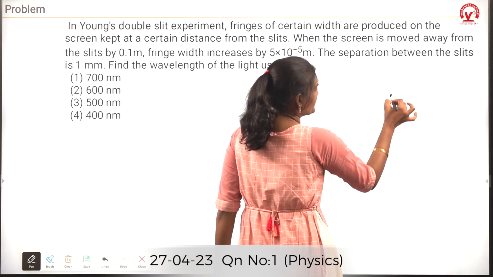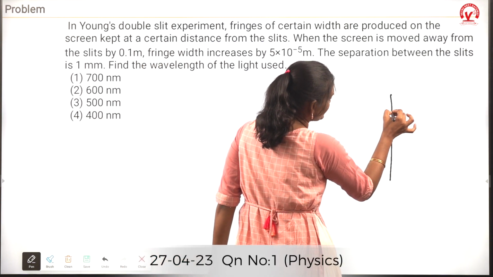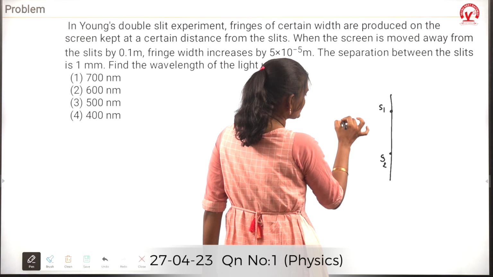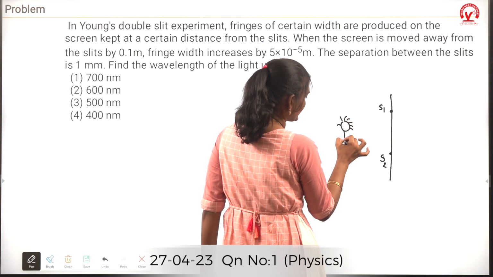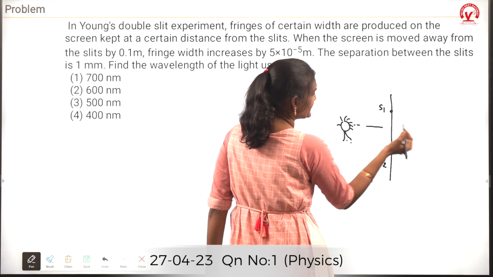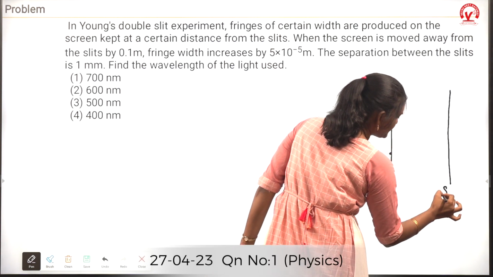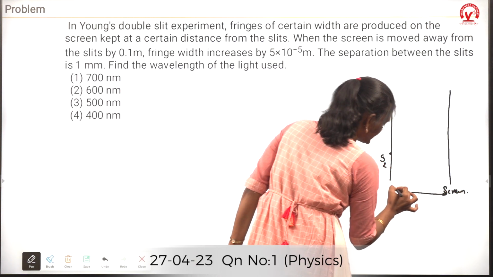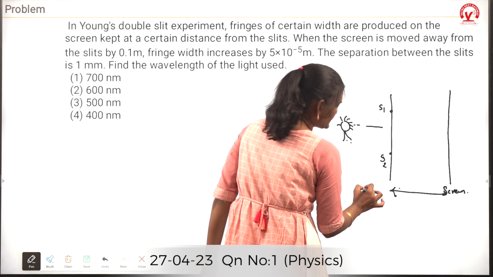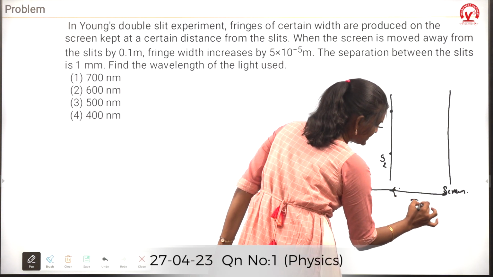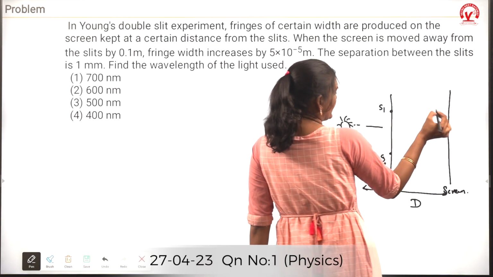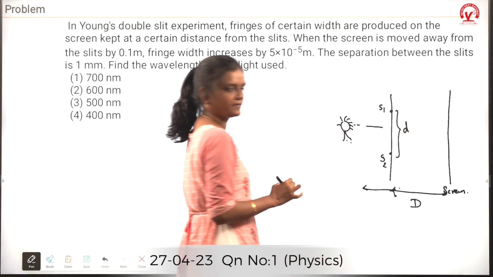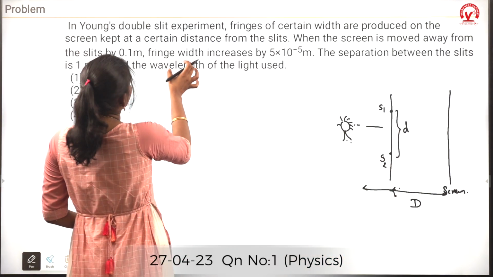See this diagram now. This is a screen, we have slit S1 and here the slit S2. Our aim is to calculate the wavelength of the light. This is the light, and this is the screen. We take the distance between the slits and the screen as D, and the distance between the two slits as small d.